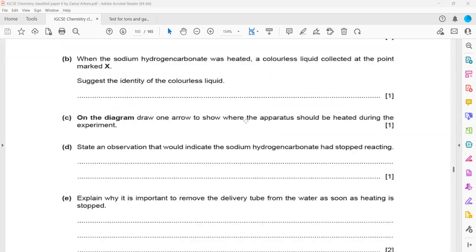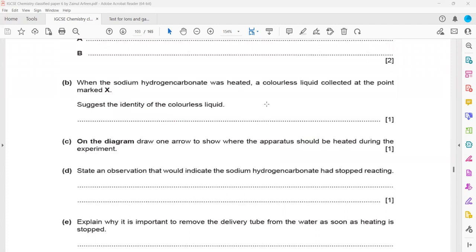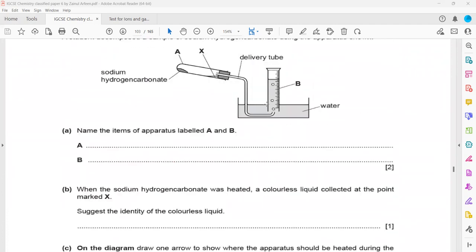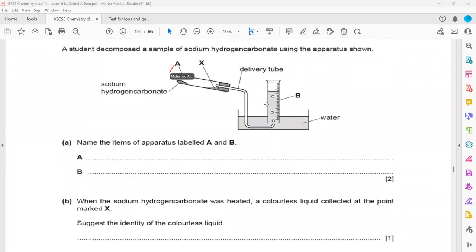On the diagram, draw one arrow to show where the apparatus should be heated during the experiment, where we should supply the heat energy. Yes, that's right, because the arrow should point at the heat source. This type of arrow is right instead of from the top. It's difficult to provide heat from the top, as the Bunsen burner should be there. So we supply the heat energy from the bottom.